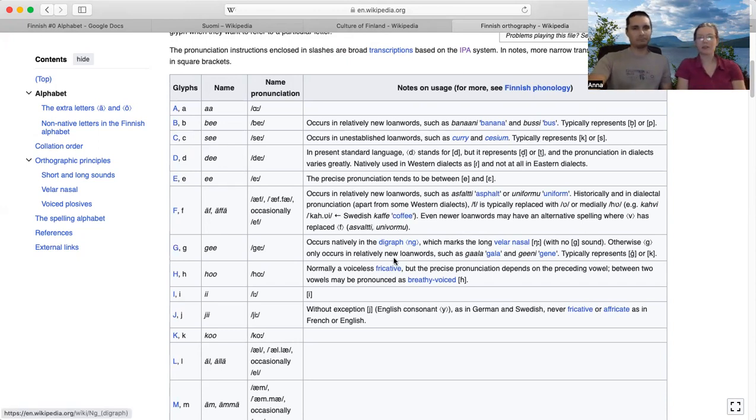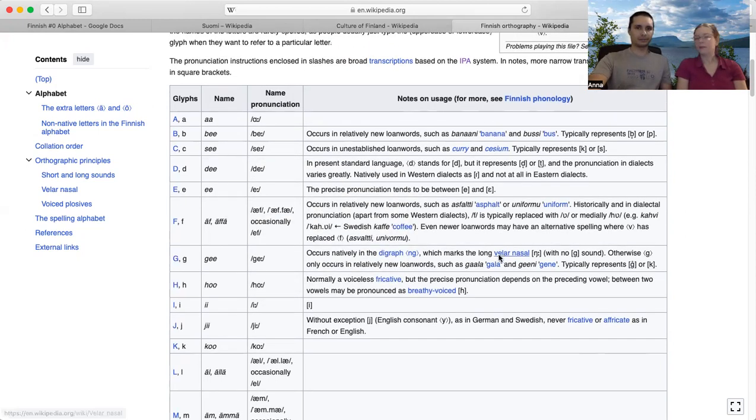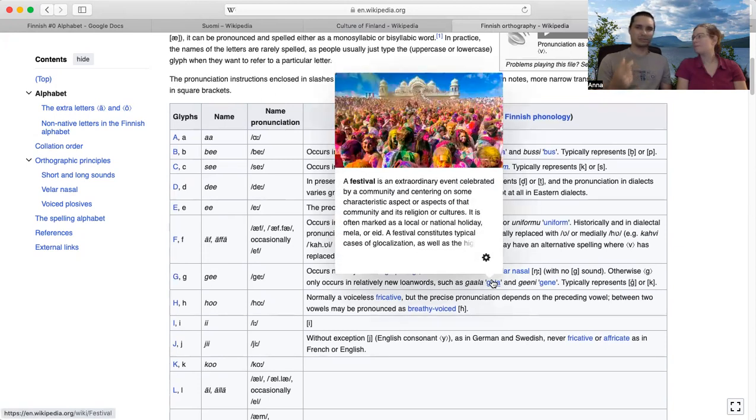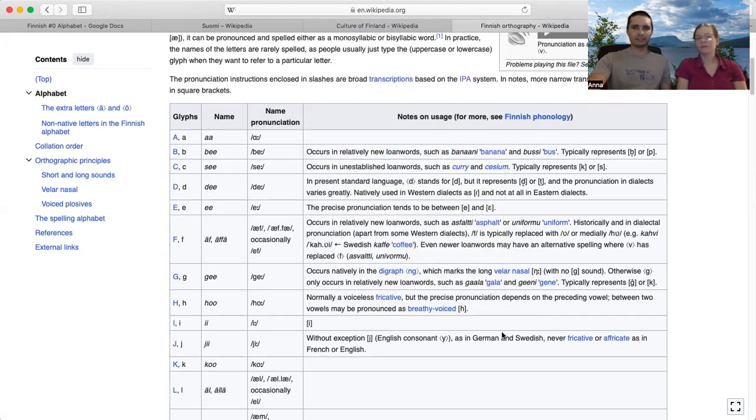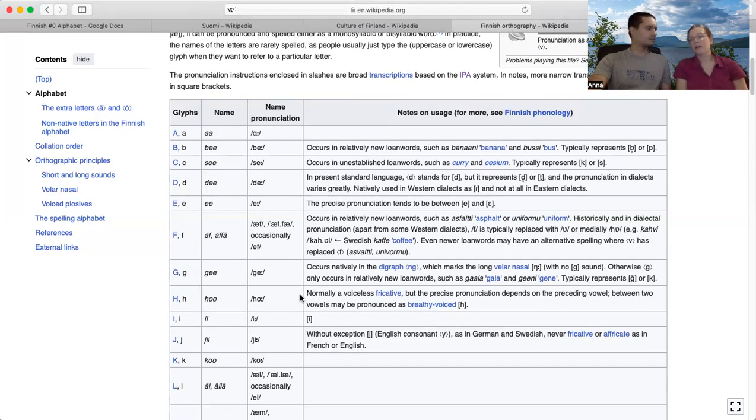First, B. Nothing special about it. In some parts of Finland, people don't know how to say B. They say, instead of banani, panani, closer to P. It has to be more voiced. But basically B only appears in loan words.